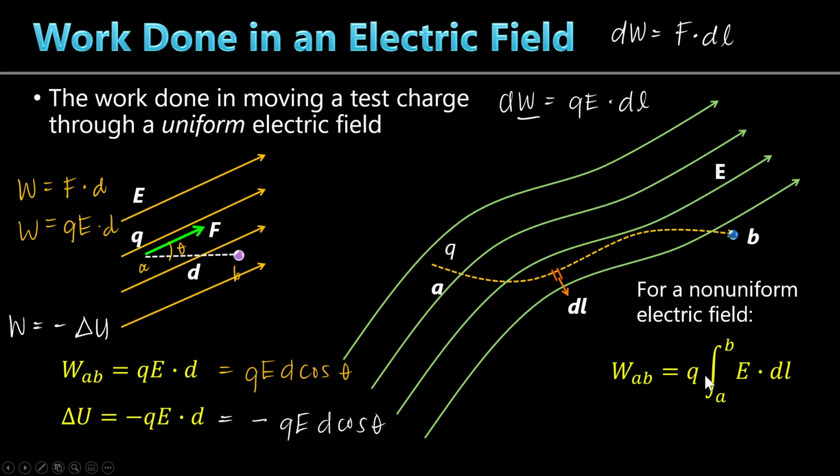Okay? So yung Q nasa labas na lang at ang matitira na lang sa loob is E dot dl. Okay? So the expression for the work done is equal to Q times the integral of E dot dl with a limit from A to B. Okay, so A is the initial position and B is the final position. And again, if we assume that this force is conservative, then this work can be expressed as a difference in potential energies, UA minus UB.